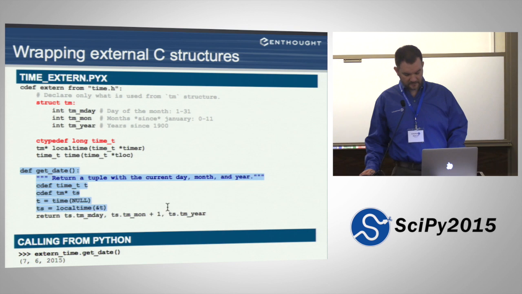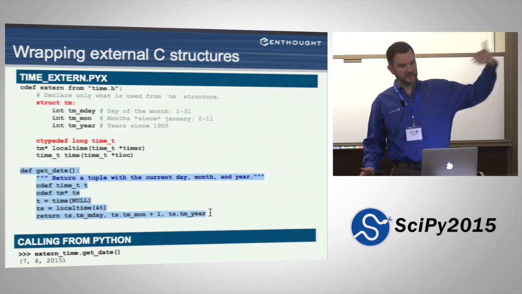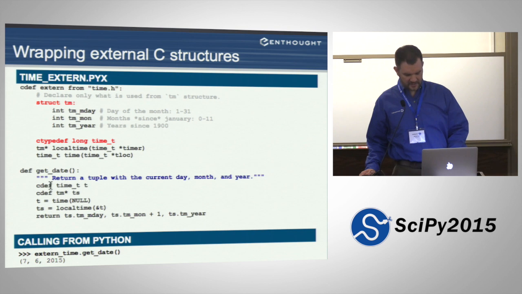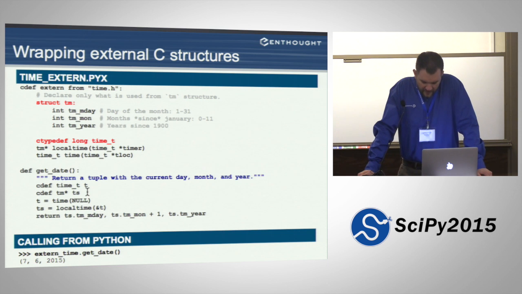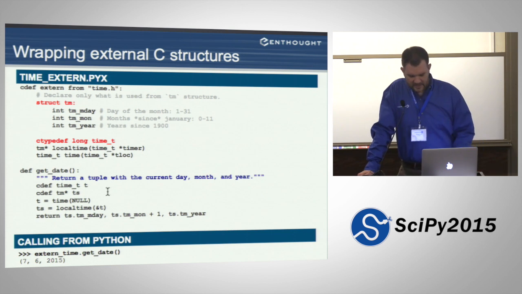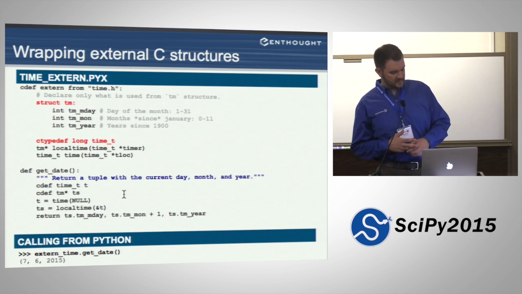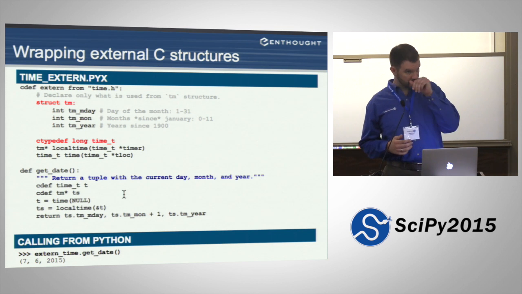Here inside of getDate, this is the actual function we can call from Python now. And we declare a cdef time_t here. And then we declare a tm struct pointer, ts. We call time with null, that just gets the current time. And then we call localtime with the address of that result from time. And that gives our tm struct pointer. And then lastly, down here, we're just returning ts.tm_mday, ts.tm_mon, ts.tm_year, so the day, the month, and the year, right?